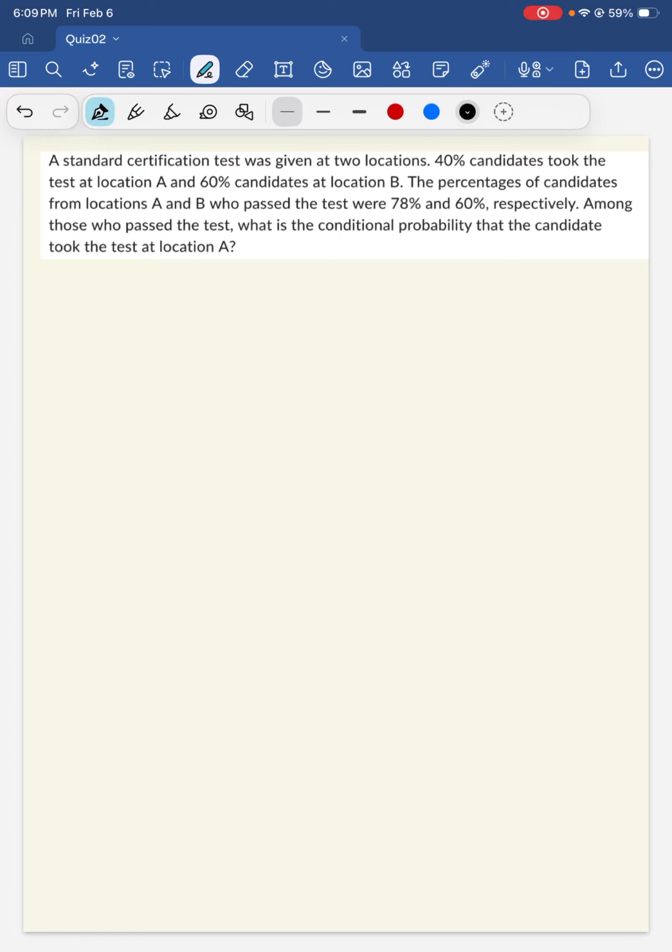Okay, in this question, we are considering a certification test. So let me read the question. The information we are given is 40% of the candidates take the test at location A, and 60% take the test at location B, right? We can write them as unconditional probabilities in this way, right?